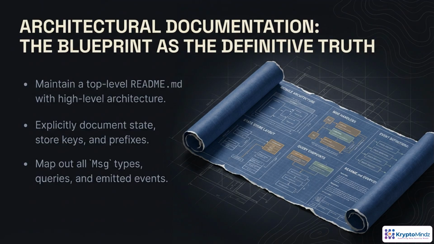Treat your architectural docs as the single source of truth for the chain. Keep a top-level README that explains the big picture, modules, data flows, and how they relate to ABCI and ABCI++. A new engineer should be productive after reading only that file. Be ruthless about documenting state. Every KV store, key, and prefix needs a written contract and invariants. And maintain a catalog of all Msg types, queries, and events, so downstream services and dashboards never have to reverse engineer behavior from the code.